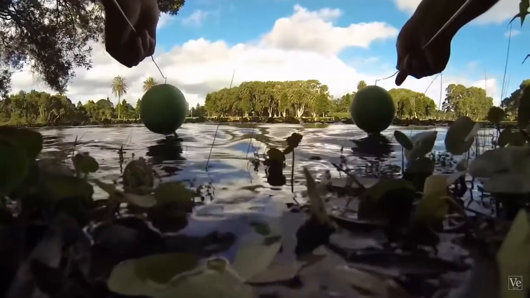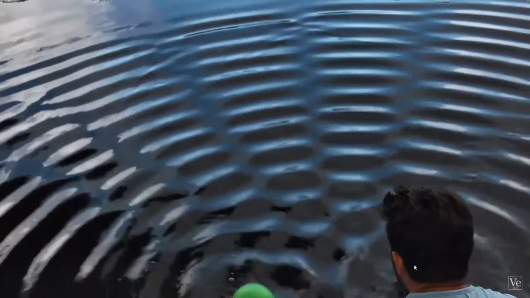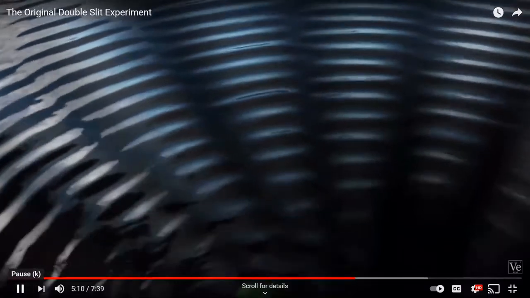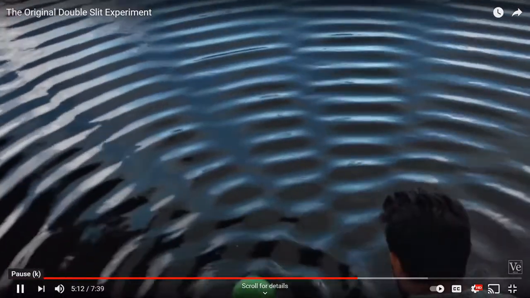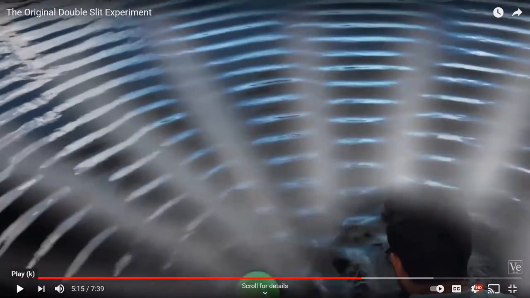This pattern is created by the ripples from the 2 sources interacting with each other. Where they meet up peaks with peaks and troughs with troughs, the amplitude of the wave is increased. That's what we call constructive interference. But if the peak from one wave meets up with the trough from the other, then we get destructive interference, and you can see that very clearly here.